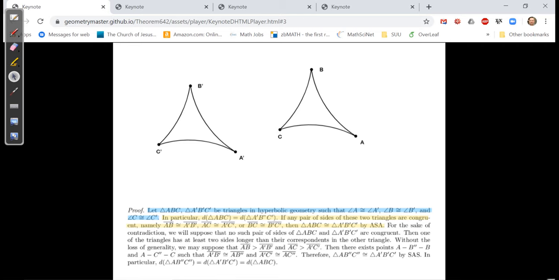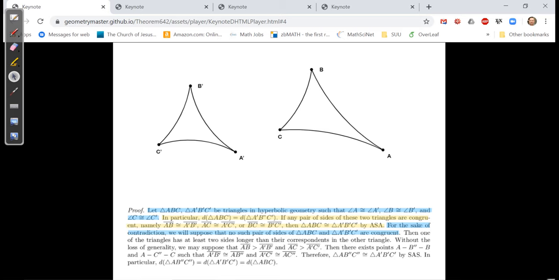Now, if any of the sides were congruent, like if the corresponding side AB was congruent to A prime B prime, we could use an angle-side-angle argument to show that they are congruent as triangles, and we'd be done. So let's assume for the sake of contradiction that there is no correspondence between sides of the triangles. So the corresponding sides, one's always longer than the other. We have a triangle with three sides and there are no congruent sides whatsoever.